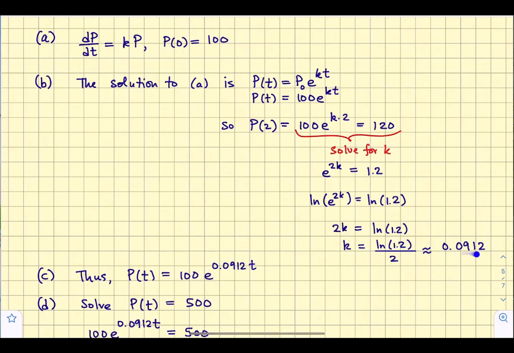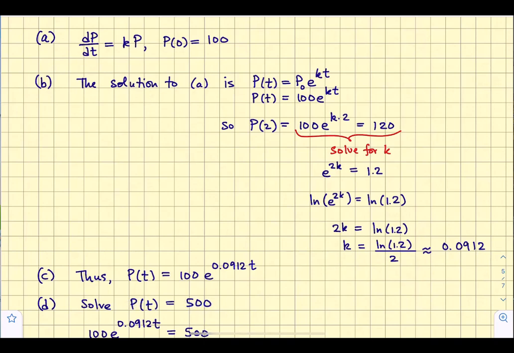So now we found the numerical value of k, and so part C asked us to write down the solution, write down the population as a function of time, and so all we need to do is return to what we already had and plug in our k. So our k was 0.0912, and this tells us the population at any time t. We could graph that, we could take its derivative to find the rate of change, we can answer all sorts of questions about it.